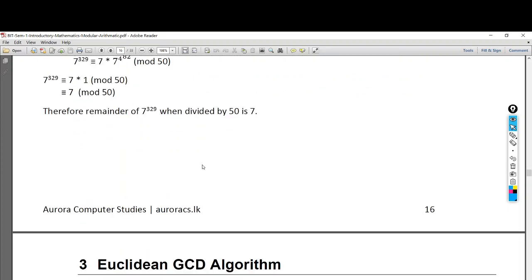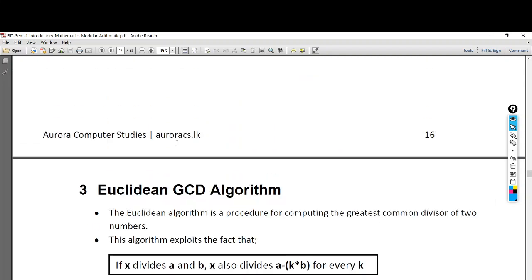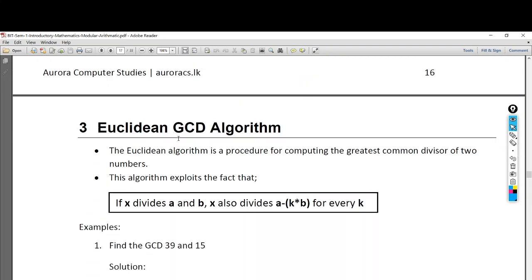Okay, right. So now we are moving to another important topic, that is Euclidean greatest common divisor algorithm. Right, so it's another algorithm. So those are the two algorithms that we have. The Fermat's little theorem that we did, it can be represented in two ways. The second important theorem, it's not actually a theorem, it's an algorithm. So that is called Euclidean GCD algorithm. So this is an algorithm that we can use to find greatest common divisor.